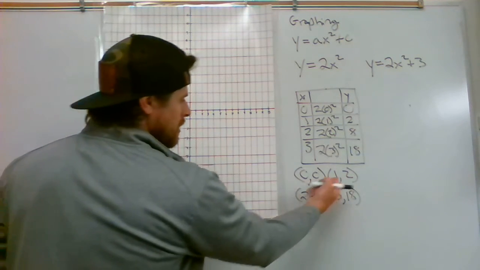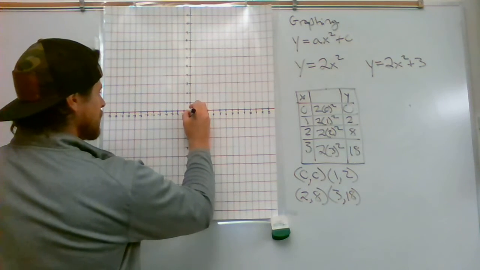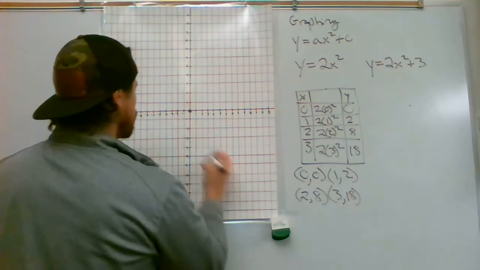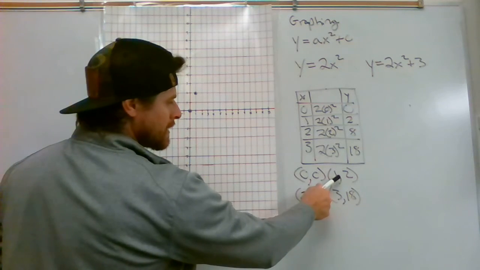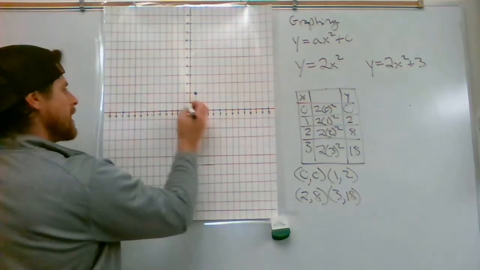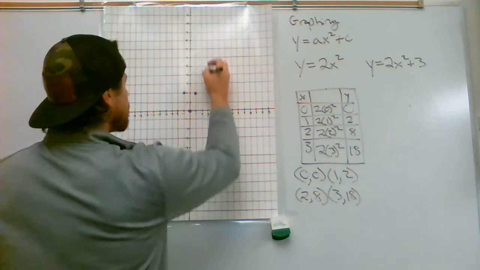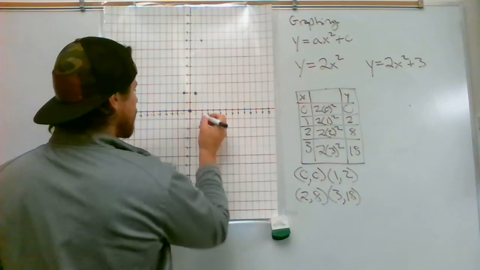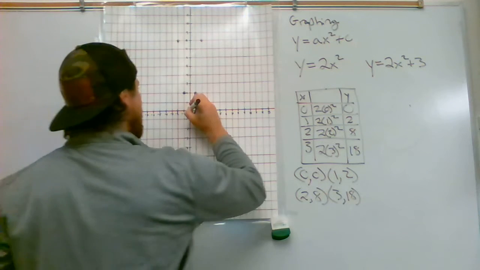But let's plot (0, 0), (1, 2), (2, 8), and (3, 18). (0, 0), easy peasy lemon squeezy. (1, 2), 1 over, 2 up. Remember, I can do the opposite, (-1, 2), because we need to draw the other side to it. (2, 8), 2 over. Now I'm all the way up here at 8. This is a very skinny parabola. Back 2, up 8.